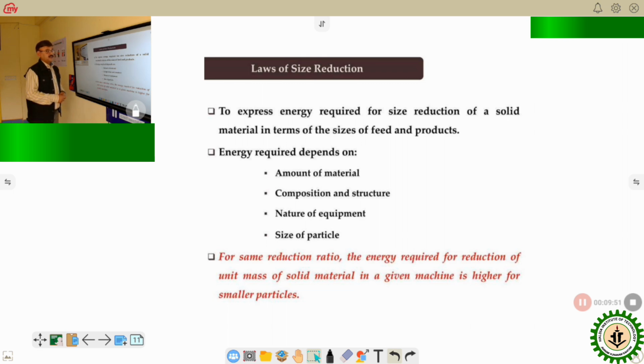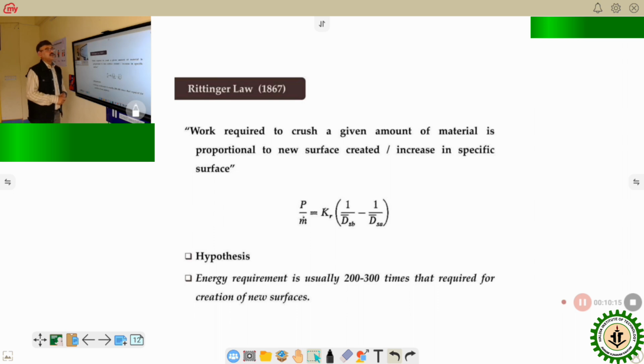Laws of size reduction. What kind of laws are there for the size reduction process? They are based on energy: how much energy is required for the size reduction and how much new surface energy is created. That correlation is generally discussed in three major size reduction laws. The first law was Rittinger's law.